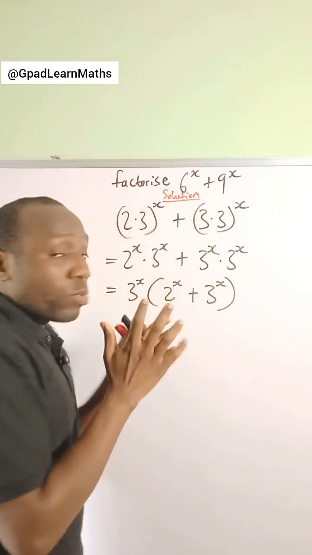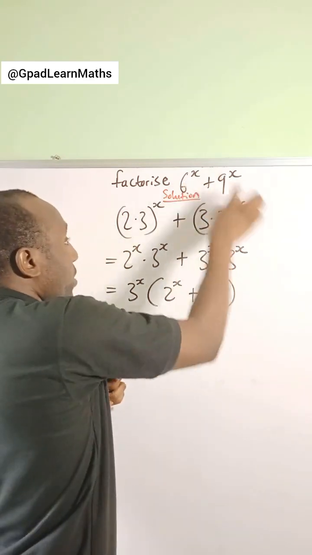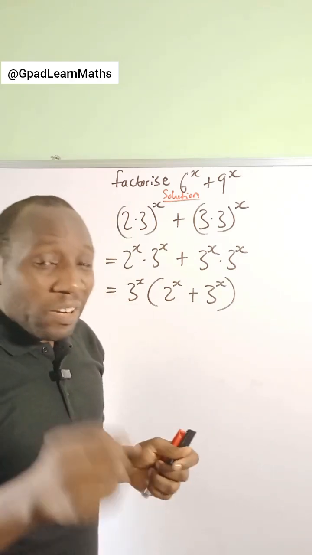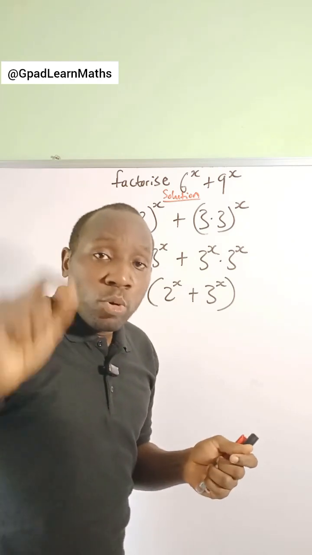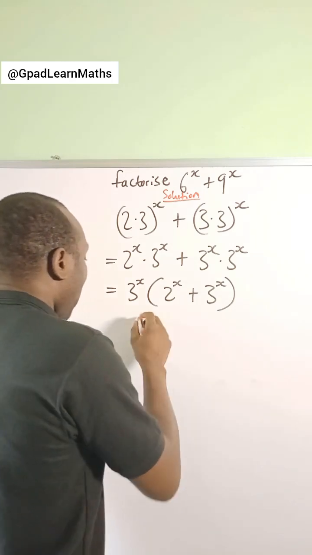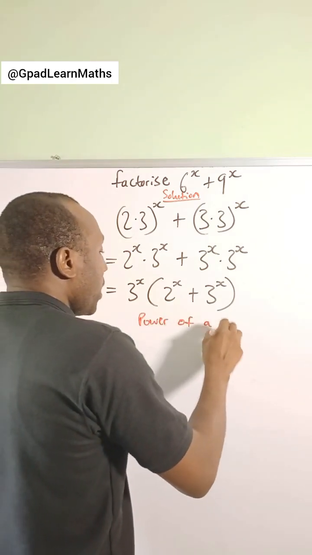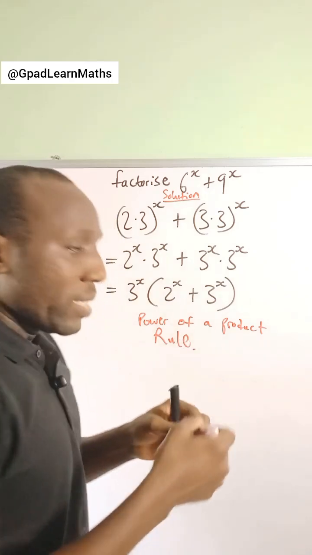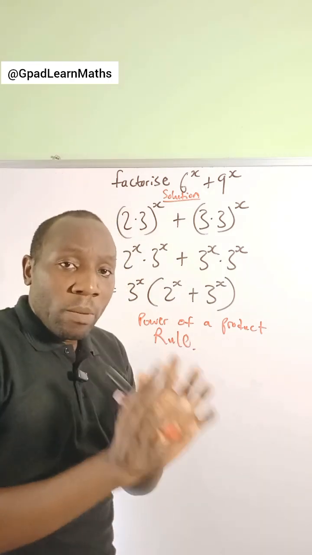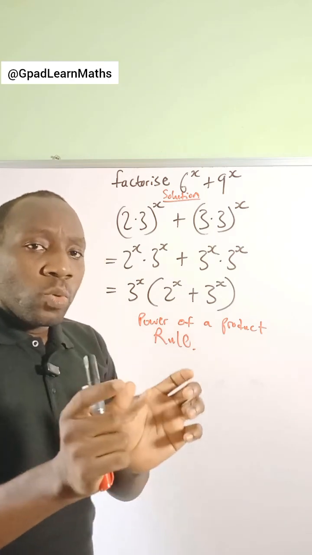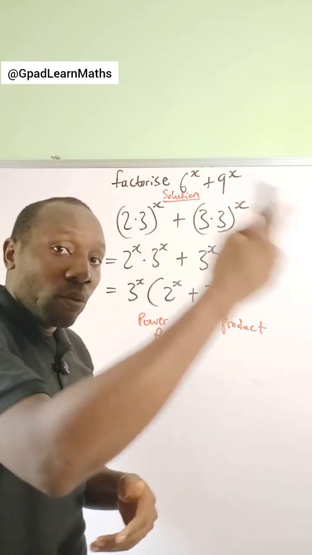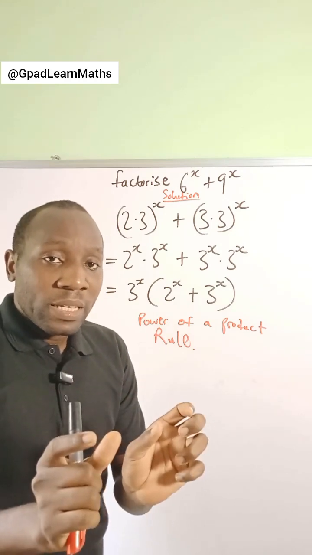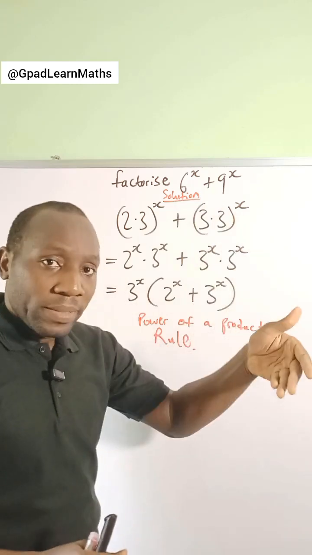Hence, it's going to be applied to the product of the two factors that will give you 6 and 9. Many people argued with the way I solved it because they are not familiar with the power of a product rule. Let me write it here. Power of a product rule. This rule states that when a power is applied to a number and that number is broken down into the product of two factors giving you that number, the power should be applied to the respective factors that will multiply to give you that number. I hope this makes sense.